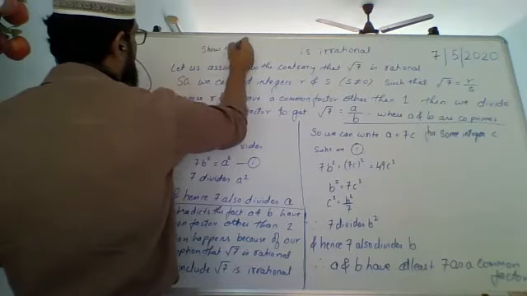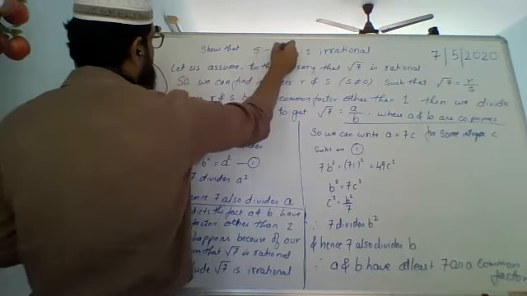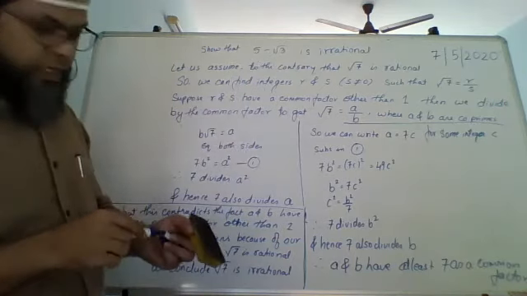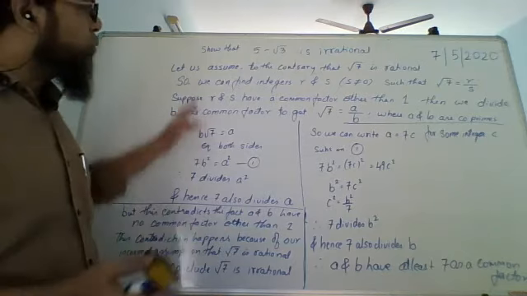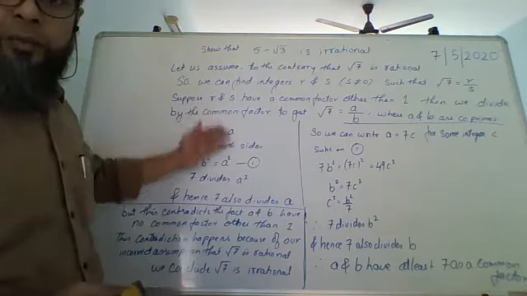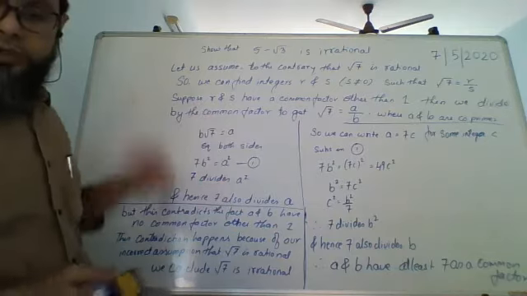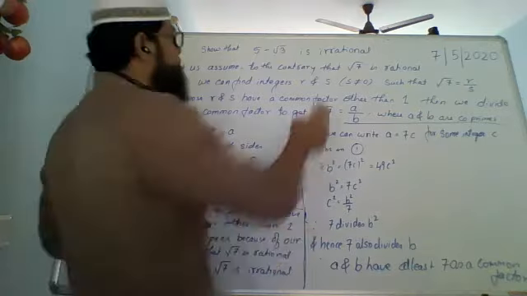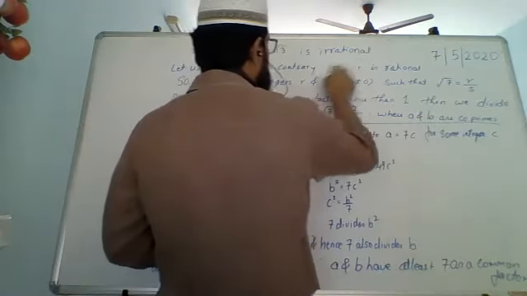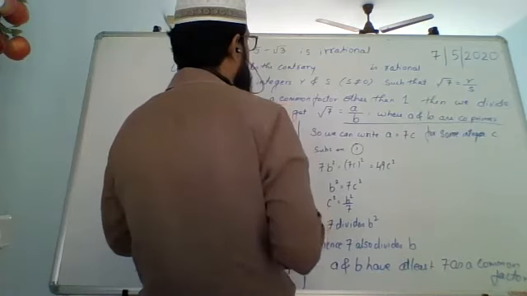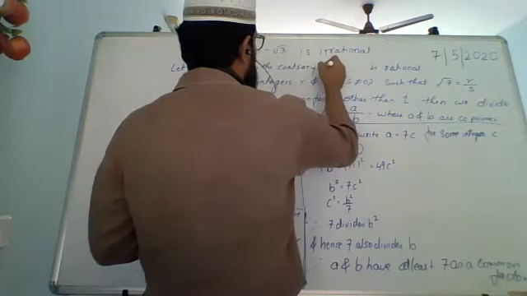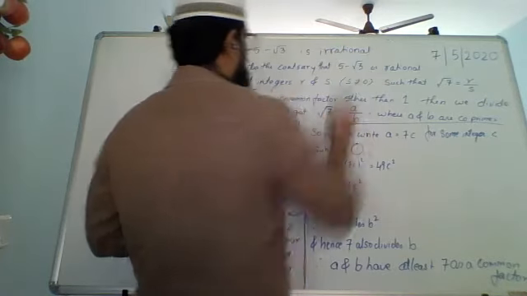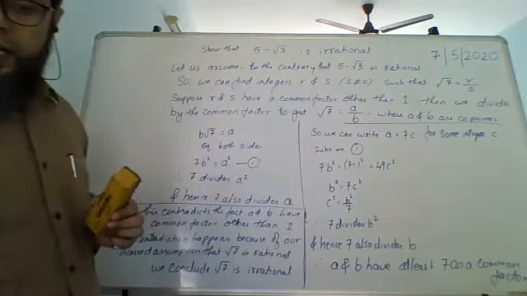So now they're saying, show that 5 minus root 3 is irrational. Again, most of the steps I'm going to follow are the same, but it is a little shorter than this. So let's see what it is. We'll say, let us assume to the contrary that 5 minus root 3 is rational.